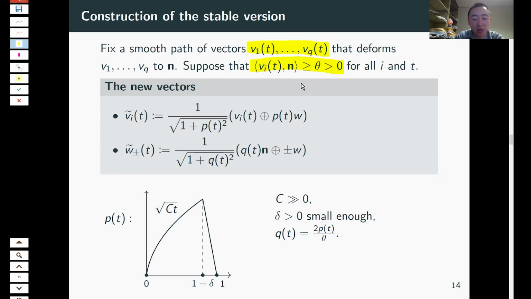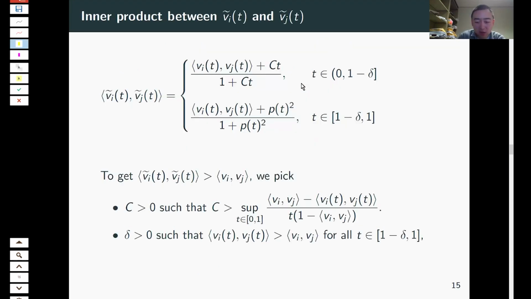Now with this definition, we can just sit down and compute the inner product. First, between Vi and Vj, we can compute that. The inner product is Vi(t) comma Vj(t) plus p(t) squared over 1 plus p(t) squared. And when t is from 0 to 1 minus delta, p(t) is equal to square root of c t. So in this case, in the first line, p of t is equal to square root of ct, so that we have just a ct here.